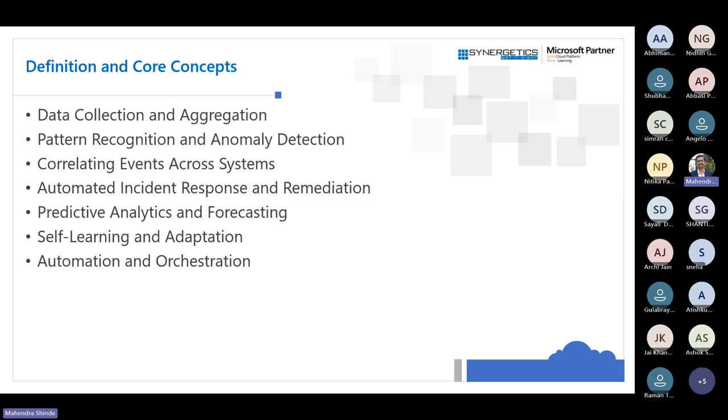Automated incident response and remediation. Like I said earlier, a transaction failed. An automated system will start reimbursement, or start repaying the amount back or reverting the amount back to the customer's account. No human has to do anything there, right? You respond to that particular event automatically.